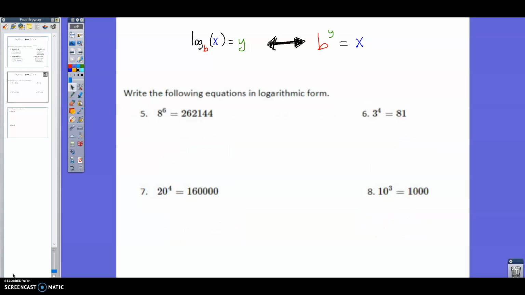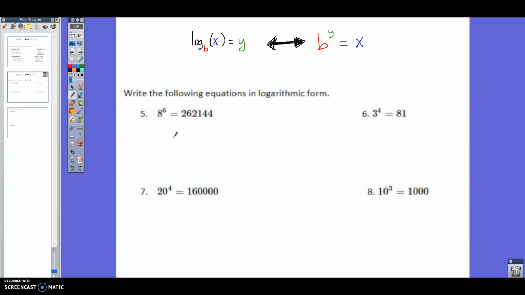Alright, so here we're going the opposite direction. We're going from exponential to logarithm. So our base is going to be the small subscript of the log. The exponent is going to be on the other side of the equal sign by itself. And the number that's by itself is going to become inside the parentheses inside the log.